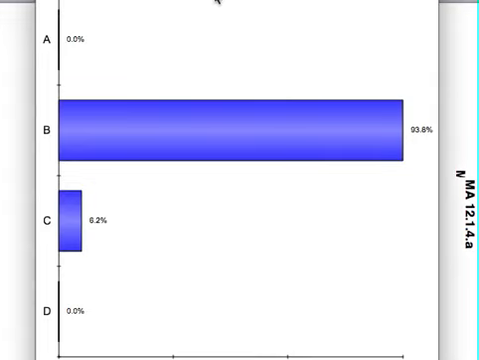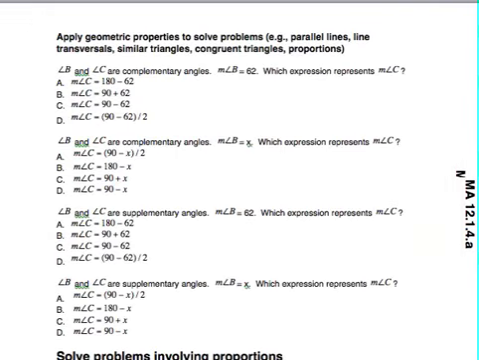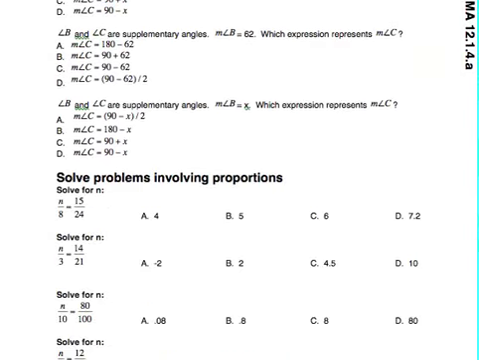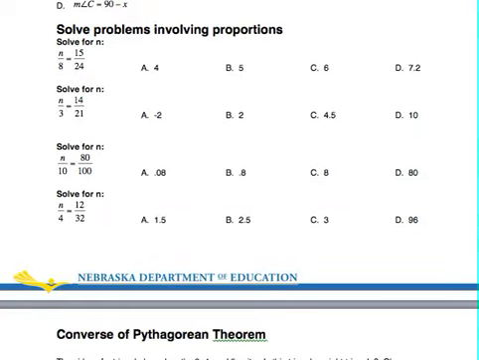And that's letter B. Nice job again. Okay, so let's go and look at our next round. Solving problems involving proportions. So solve for n. On that very first one, we've got to remember how we solve proportions.